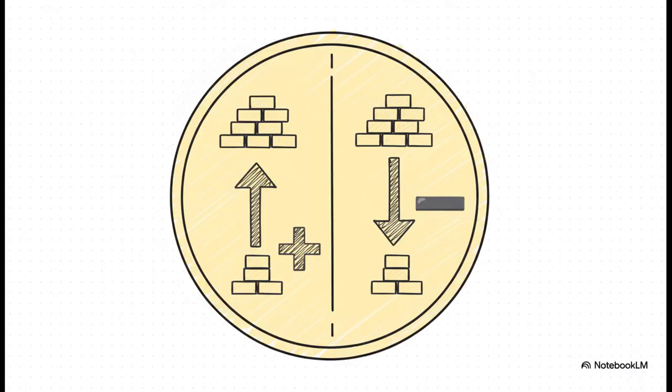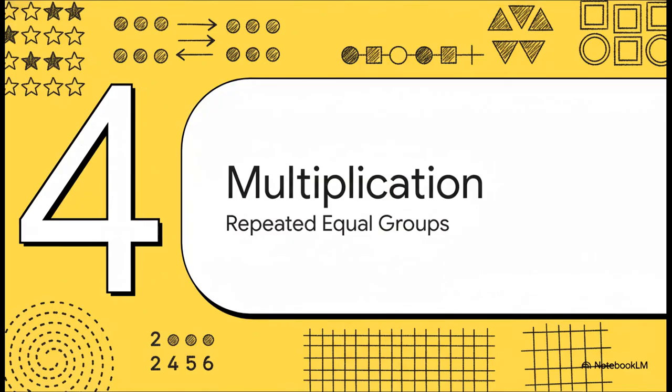This visual shows perfectly how these 2 tools are mirror images of each other. Addition builds up while subtraction breaks down. They're 2 sides of the same coin, a perfect pair for managing quantities. Time for our third tool, multiplication. Now, this might seem like a big leap, but it's actually just a really smart shortcut for counting. It's all about recognizing and using patterns.